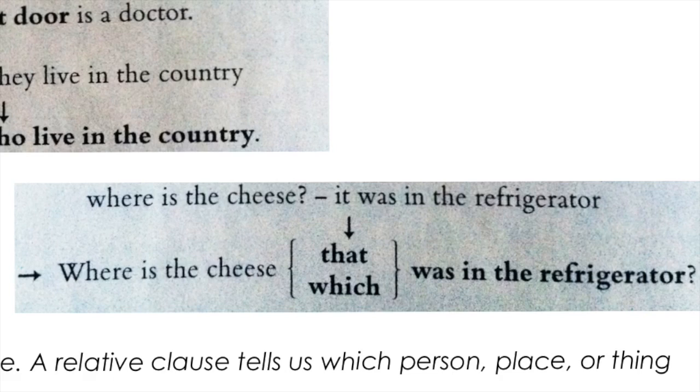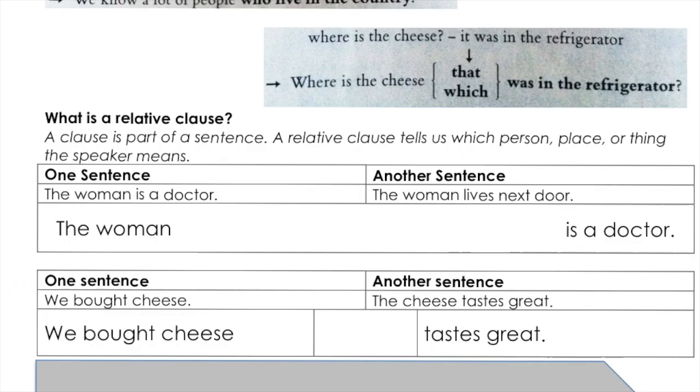So let's learn a little bit more about what's a relative clause now that you've seen some of these examples. Let's look at a definition for a relative clause. A clause is part of a sentence. A relative clause tells us which person, place, or thing the speaker means. It tells us usually more about the person, place, or thing.